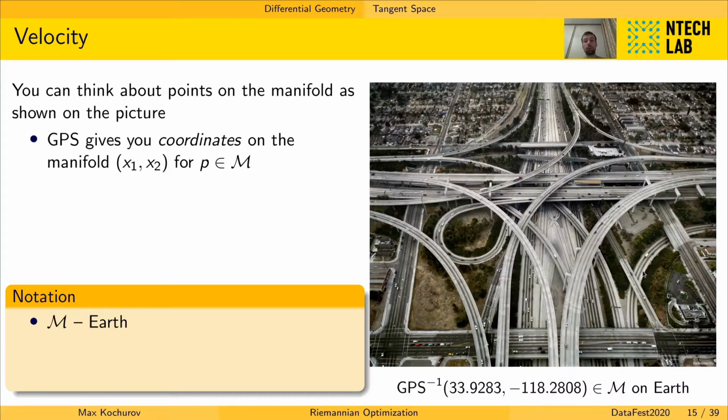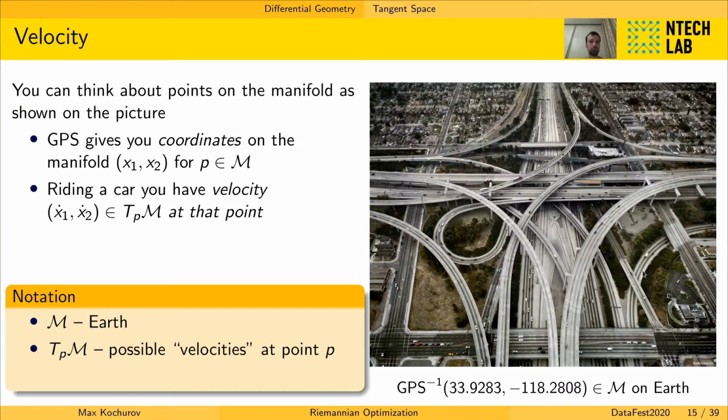Okay, imagine you're somewhere on Earth, and for example, its coordinates are 33 and minus 118. And actually, that's the biggest road system in the world. That's what your GPS coordinates say. In reality, you don't need these coordinates to understand that you are there. And we say that this fancy M notation is Earth, is the manifold.